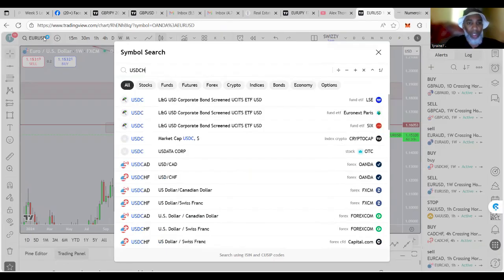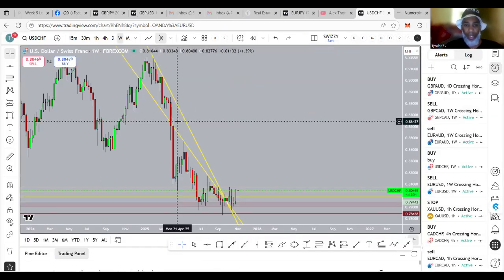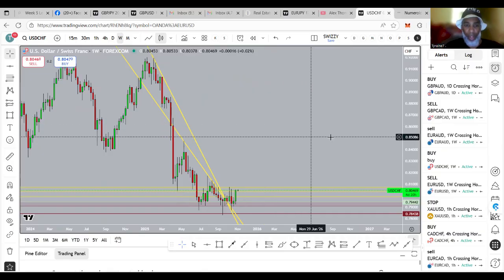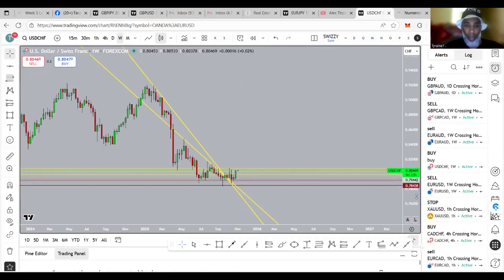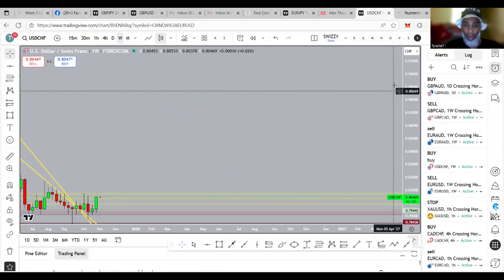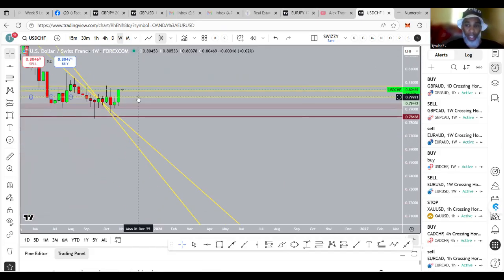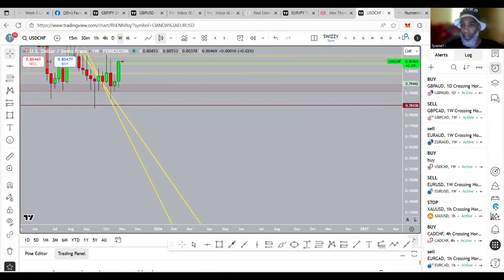Excuse me, USD Swiss, Forex.com. I've already drawn this up, but we've got some support and resistance zones that I've drawn on the 4 hour. And what I would like to see is just to come back down here. Let's see.